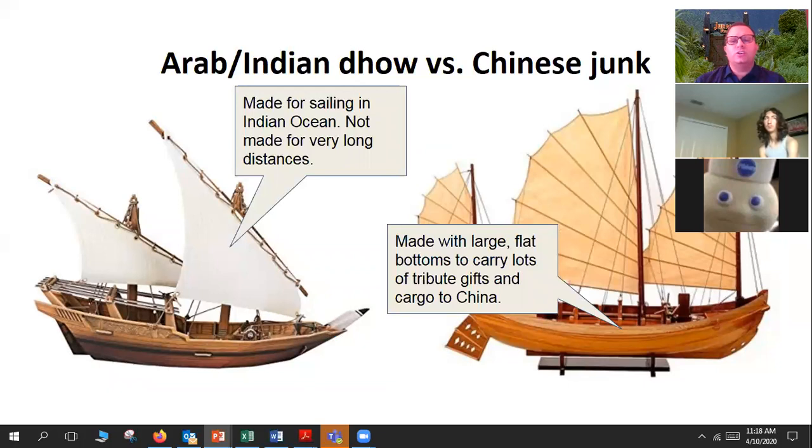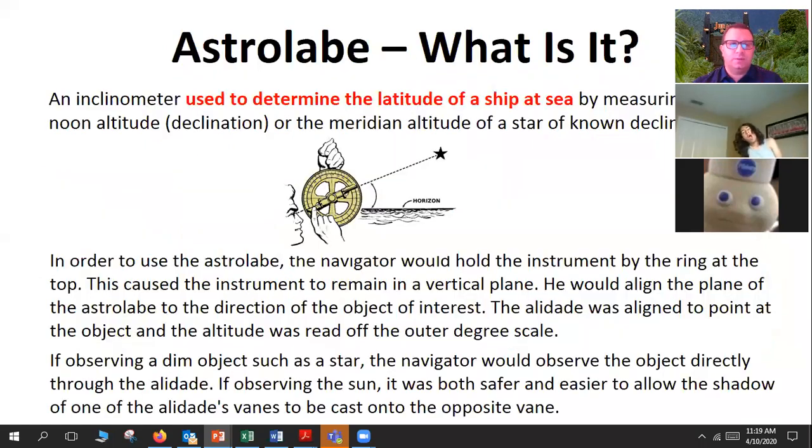The Chinese junk ship, on the other hand, as you can see, was much bigger. And they had very flat areas in the bottom, which were designed to carry a lot of cargo, a lot of goods. So they were very, very different. Both of these ships were important inventions during this time. Remember that the Dhow comes first, and then the Chinese develop the junk ships.